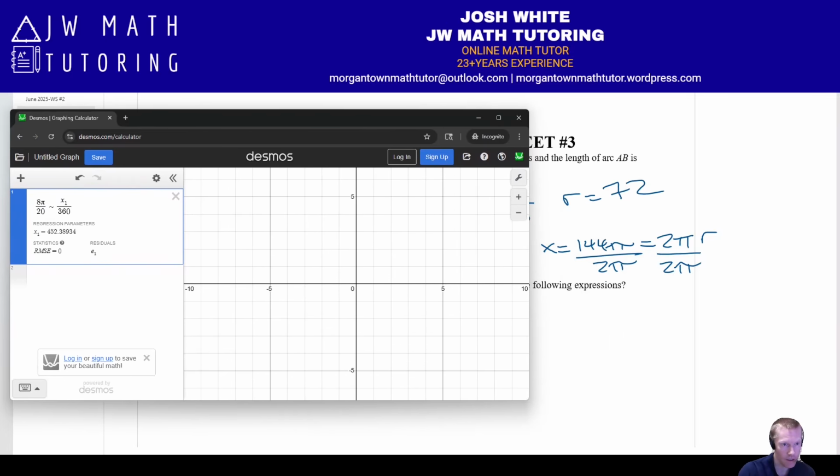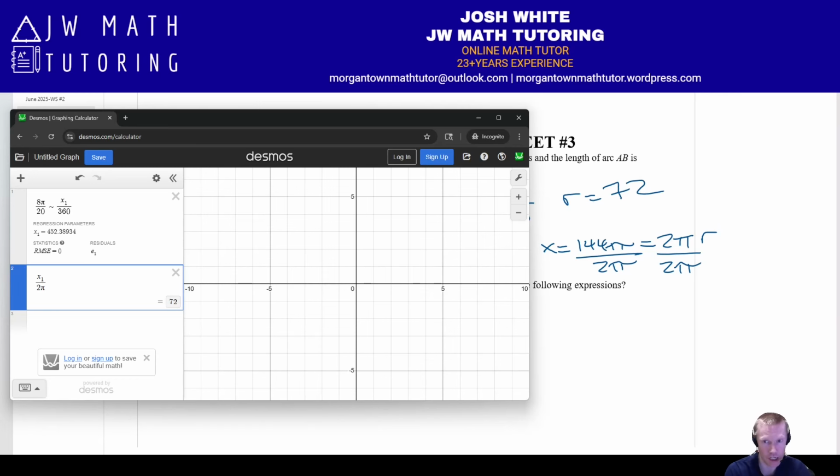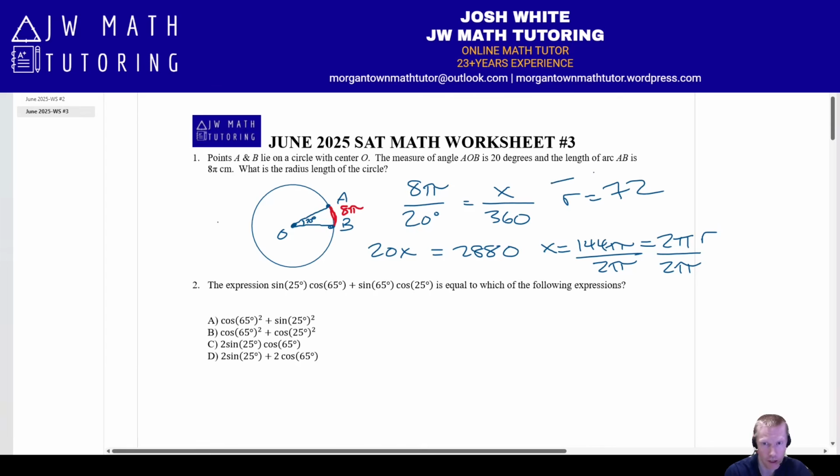So I'm going to take my x1, the value I got from this regression, and just divide it by 2 pi. And notice I get a nice integer answer of 72. And this is just an alternate approach you could take, again, if you don't want to convert the angle to radians, don't want to take the approach using the equation relating arc length and angle measure and radius.